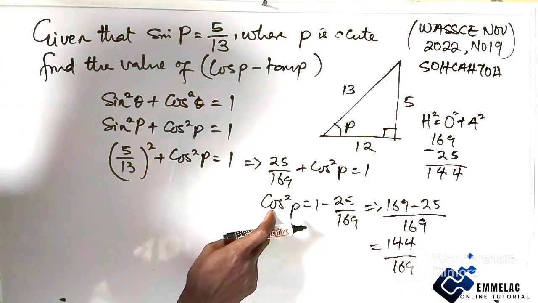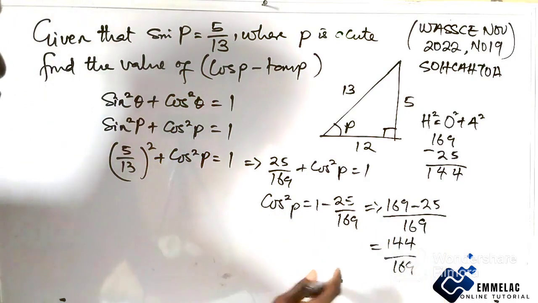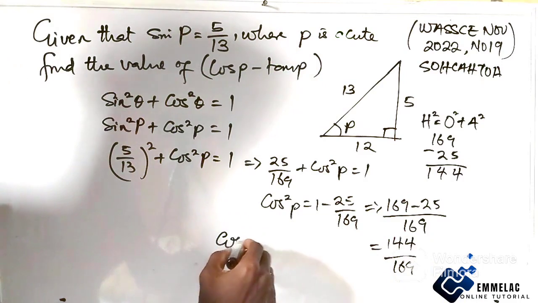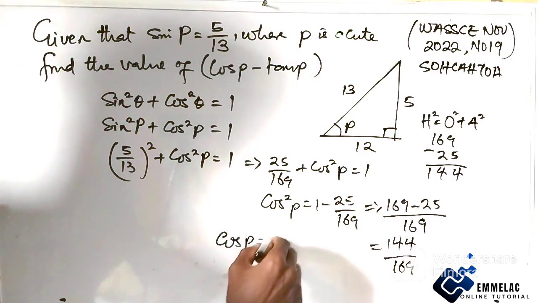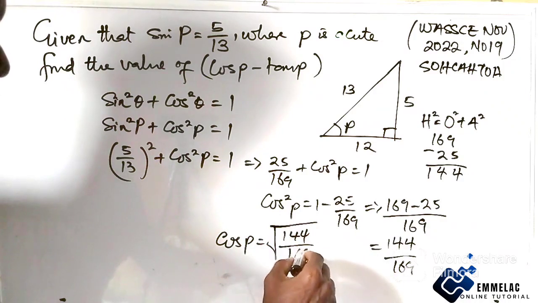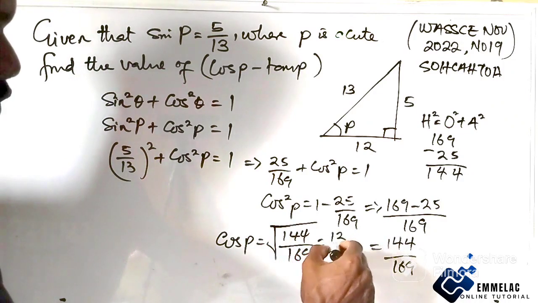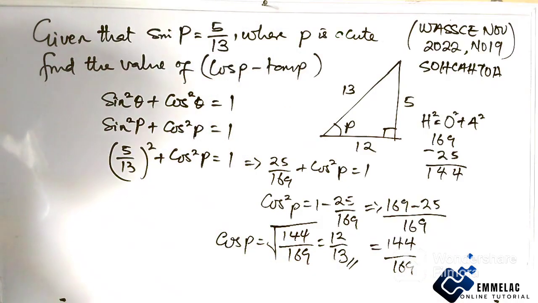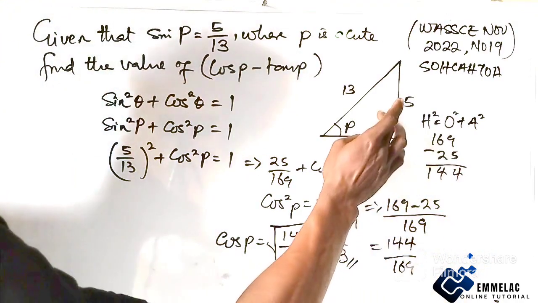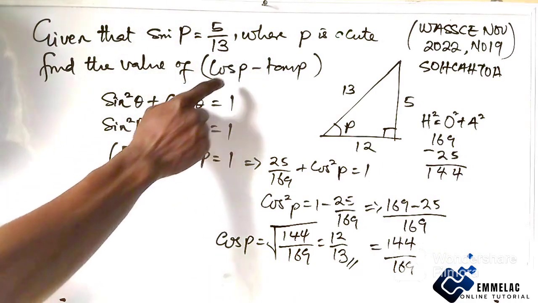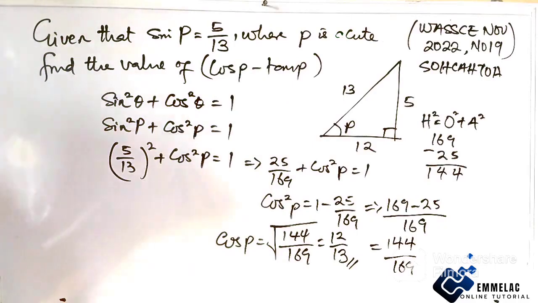To find cos p, we have to square root both sides. So cos p will be the square root of 144 over 169, which is 12 over 13. You can see we've gotten the same result, so whichever method you want to use, either one will work out.